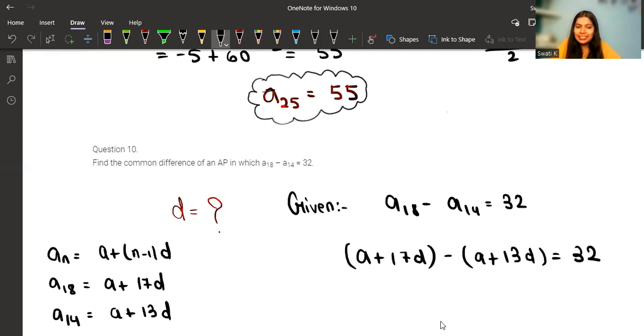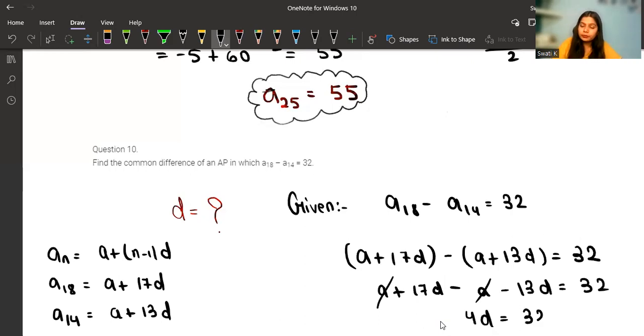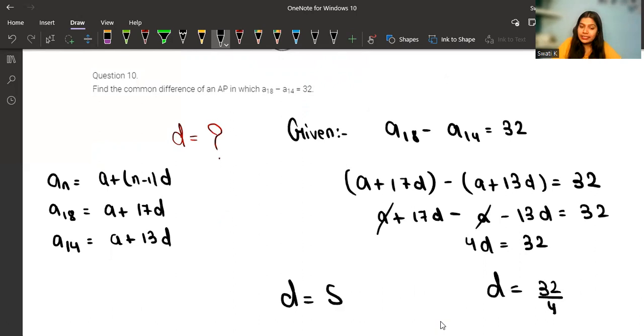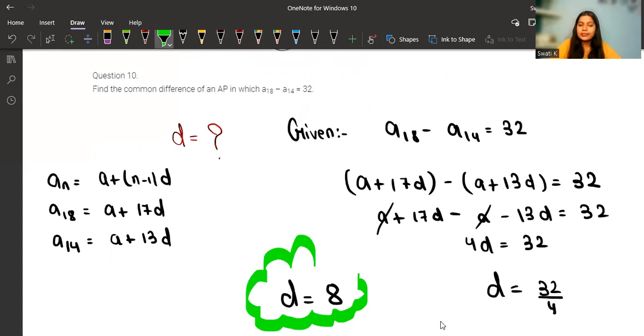So if you simplify this, we want to find the value of d. Remember this: if you remove the bracket, a plus 17d minus a minus 13d equals 32. But clearly, a and minus a will get cancelled. 17d minus 13d is 4d equals 32. From here, simply, we can find the value of d, which is 32 upon 4. And the answer is, the common difference is 8. So we wanted to find the common difference only, and we have got our answer.